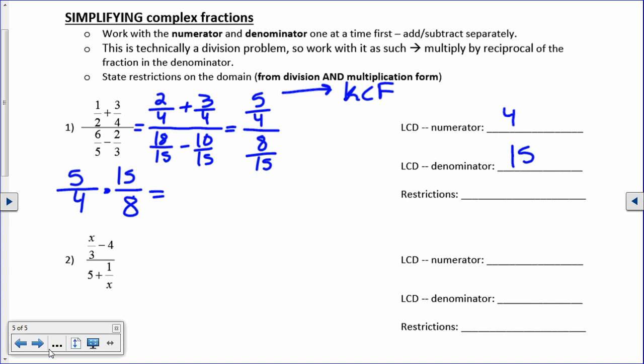And remember, to multiply, you cross out anything that you can cross out, and then multiply whatever is left over. So is there anything I can cross out top to bottom? No, the 5 and the 15 don't divide with the 8 or the 4, so there's nothing I can cross out. So we're just going to multiply them together. 5 times 15 is 75, and that's 32. So your answer would be 75 over 32. Alright, that's a complex fraction. Now if they ask you for restrictions, what would you say for this one? The opposite.